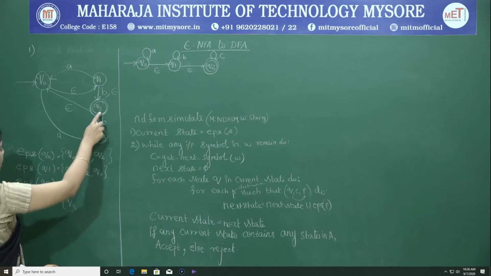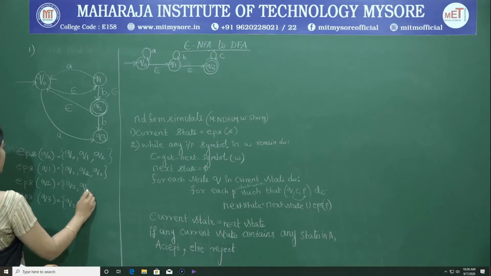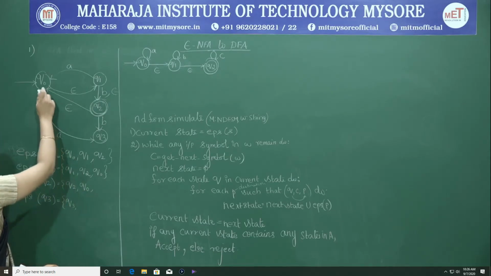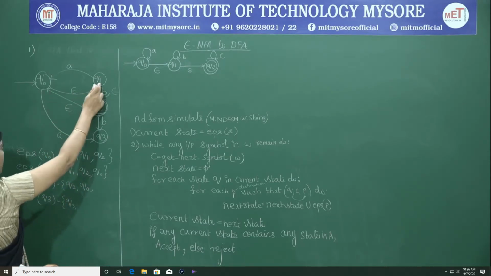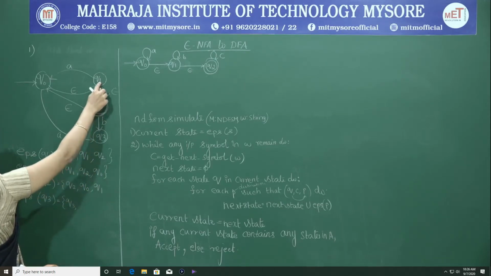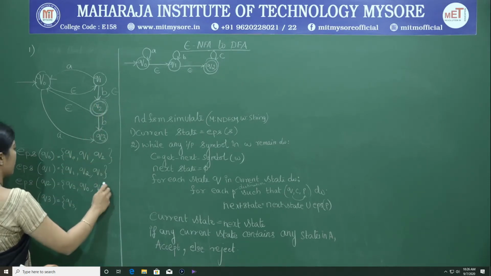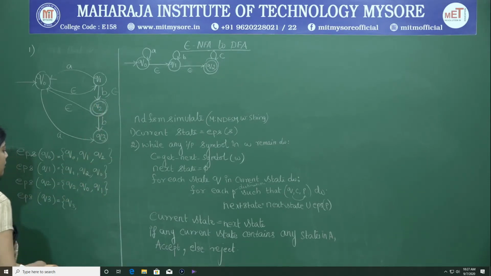Next from Q2. From Q2 the epsilon outgoing arrow is going to Q0, so we will include Q0 there. From Q0 on epsilon transition we are going to Q1. So Q1 is included, and then from Q1 on epsilon we are going back to Q2. Therefore we have finished all the transitions.